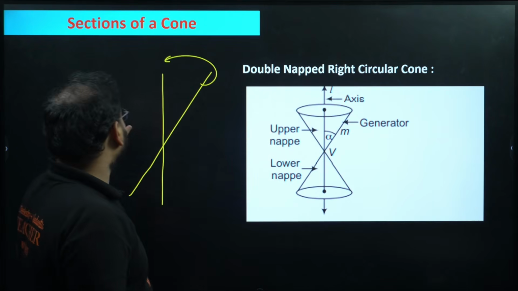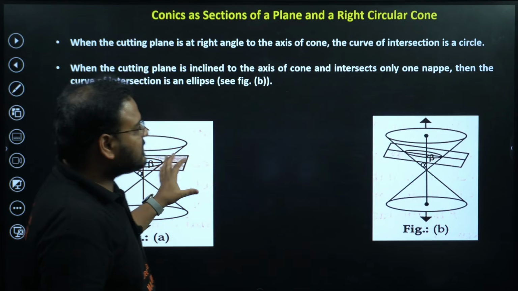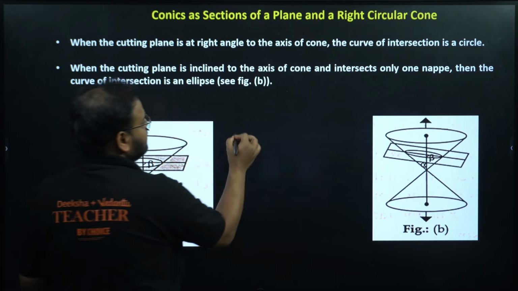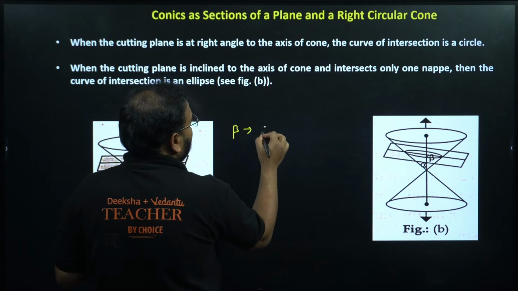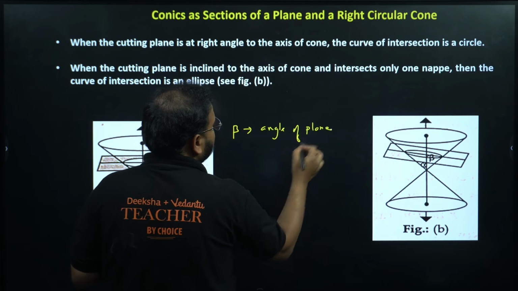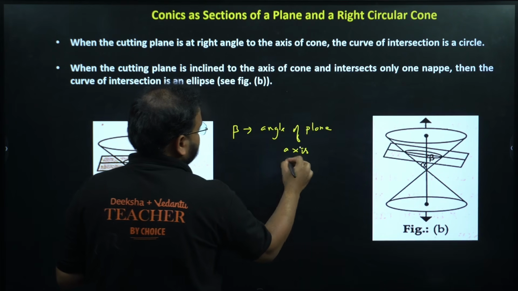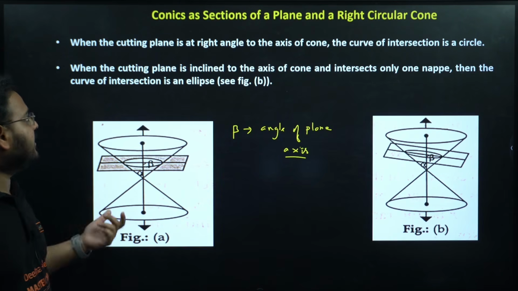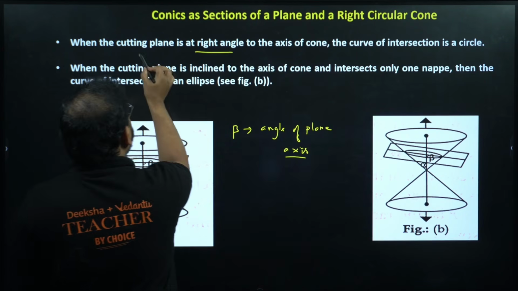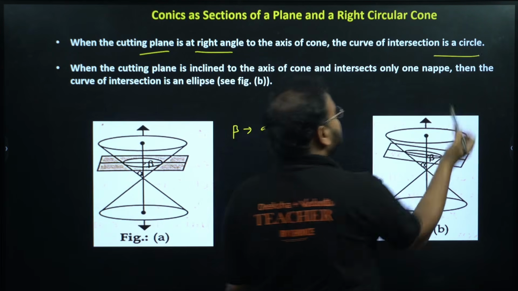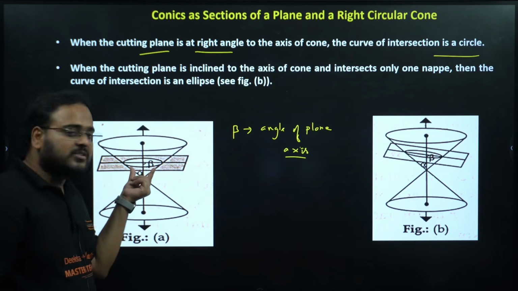In this only we create the sections. I'll show you. When you create a plane like this, this is what beta represents. Beta is the angle of the plane with the axis. If this angle is 90 degrees, a right angle, the plane is at right angle to the axis of the cone. This gives you a circle. Please observe it very clearly. You're getting a circle over here.